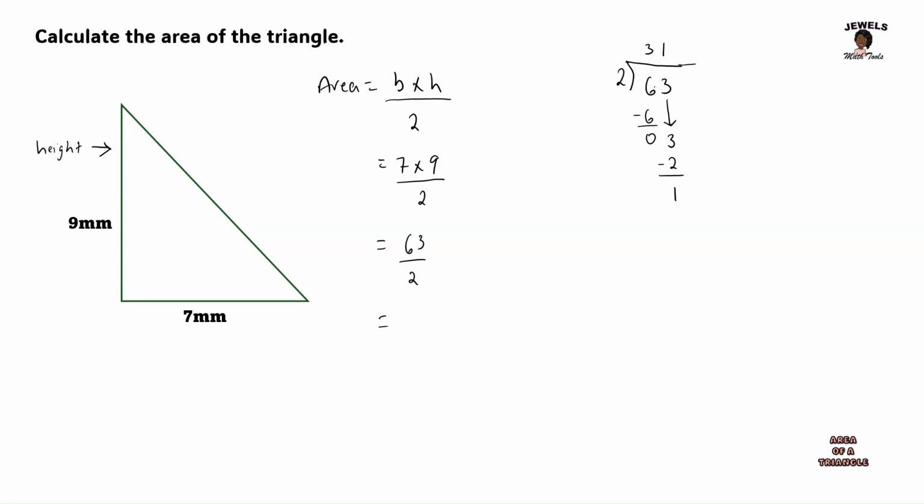At this point, we're going to now input our decimal point behind our quotient, add a 0, bring down that 0, change our 1 into 10, divide 2 into 10, which will equal 5. 5 times 2 is equal to 10, and 10 minus 10 gives us a difference of 0. So our area for this triangle is 31 and 5/10. And remember that our measurements are in millimeter units squared.